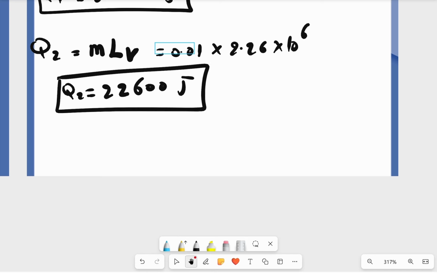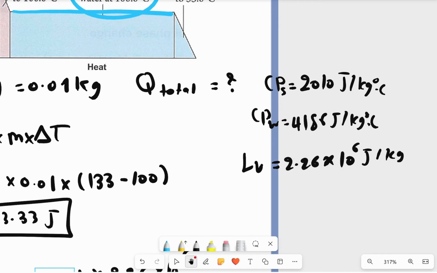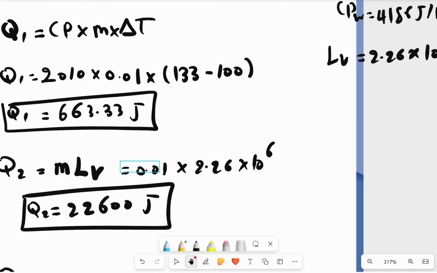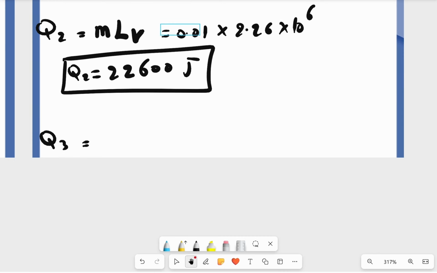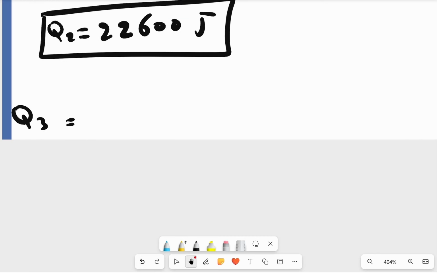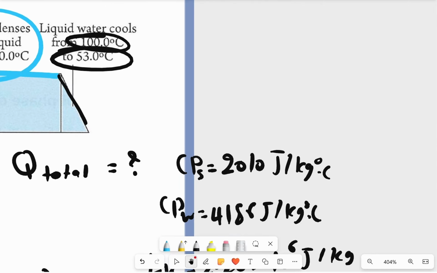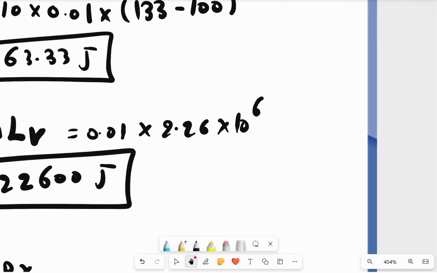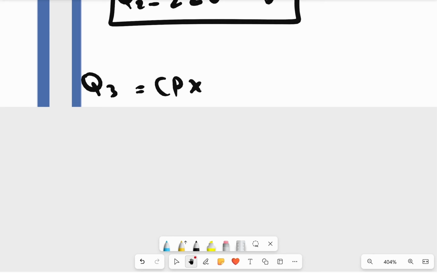We have the final Q, which is Q3. Again, look at this line. It is declining from 100 Celsius to 53 Celsius. Again, we have two temperatures, so we are going to use the specific heat capacity equation. CP of what now, you might ask? Look, it's liquid water, so of course we're going to use specific heat capacity for water, not for the steam. So CP times mass times change in temperature.